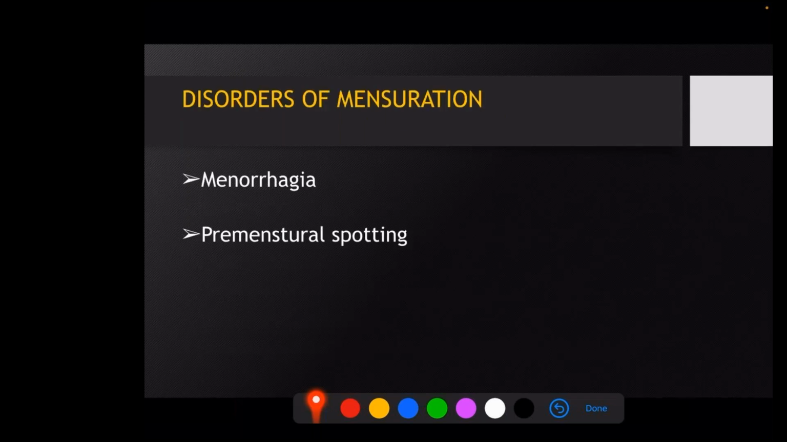Next is disorders of menstruation. Menorrhagia means excess bleeding, either by increased quantity or increased duration. Menorrhagia and premenstrual spotting are usually due to anovulation, abnormal follicular development, and pelvic congestion. Intermenstrual bleeding is also reported in some cases and may be due to cervical and vaginal lesions.